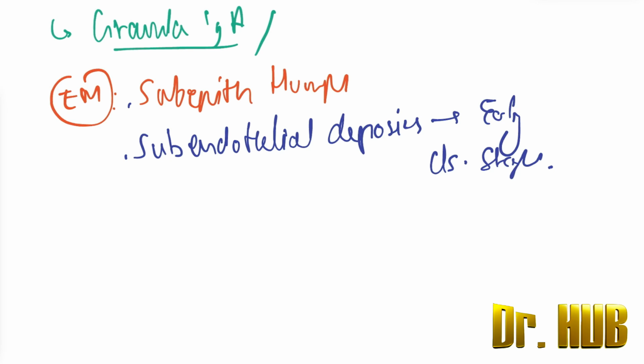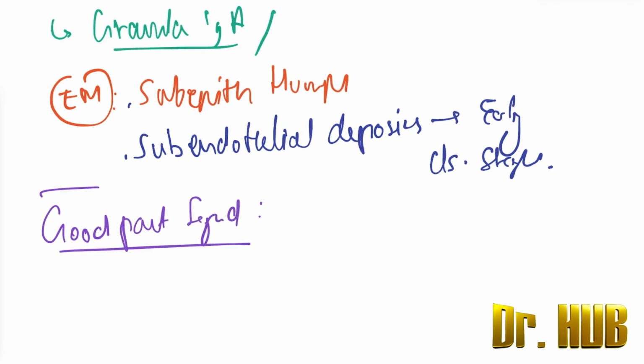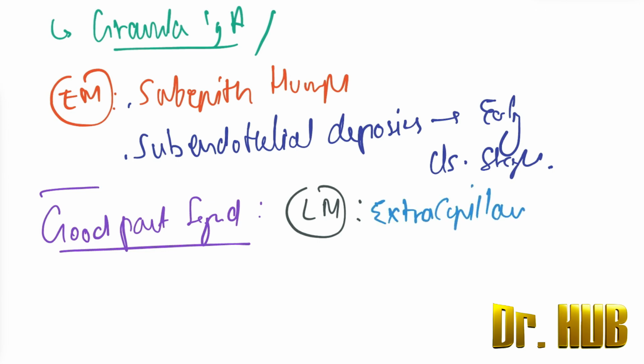Next we move on to the Goodpasture syndrome. Here the light microscopy shows extracapillary proliferation, and it is present with crescents. So there is the presence of crescents as well as necrosis.